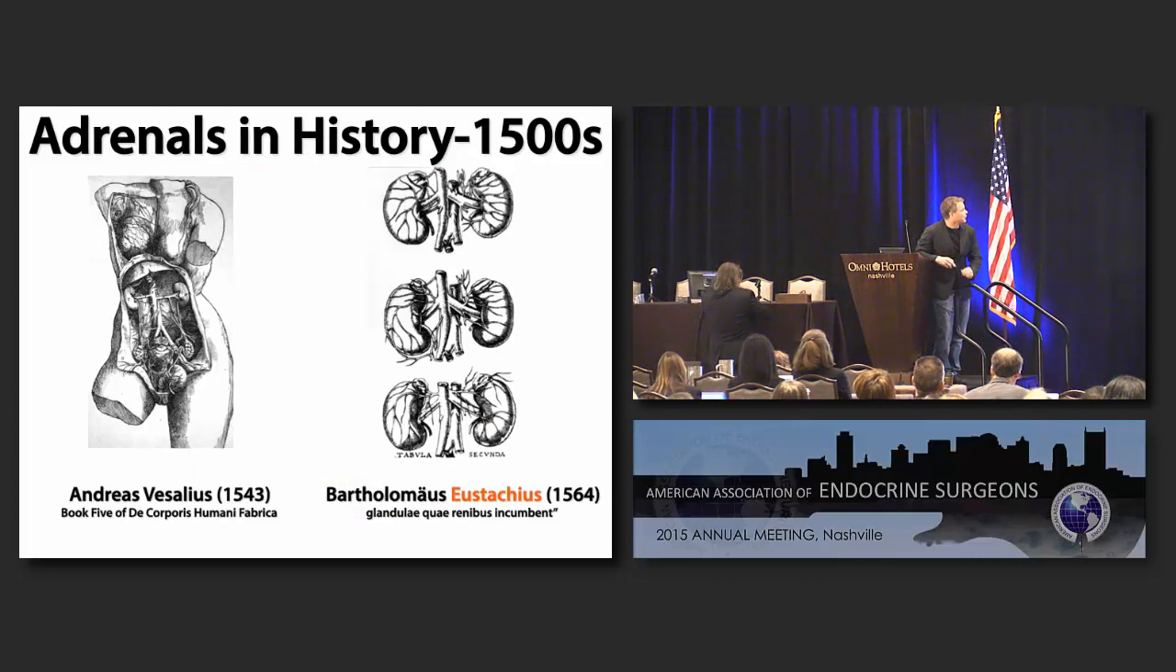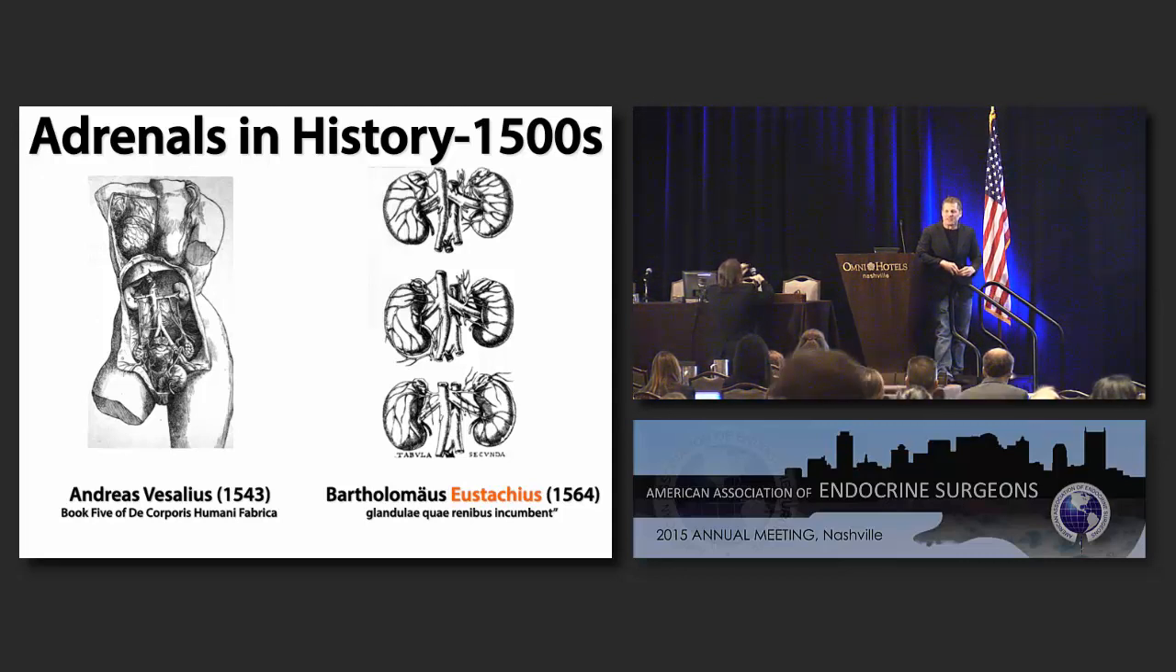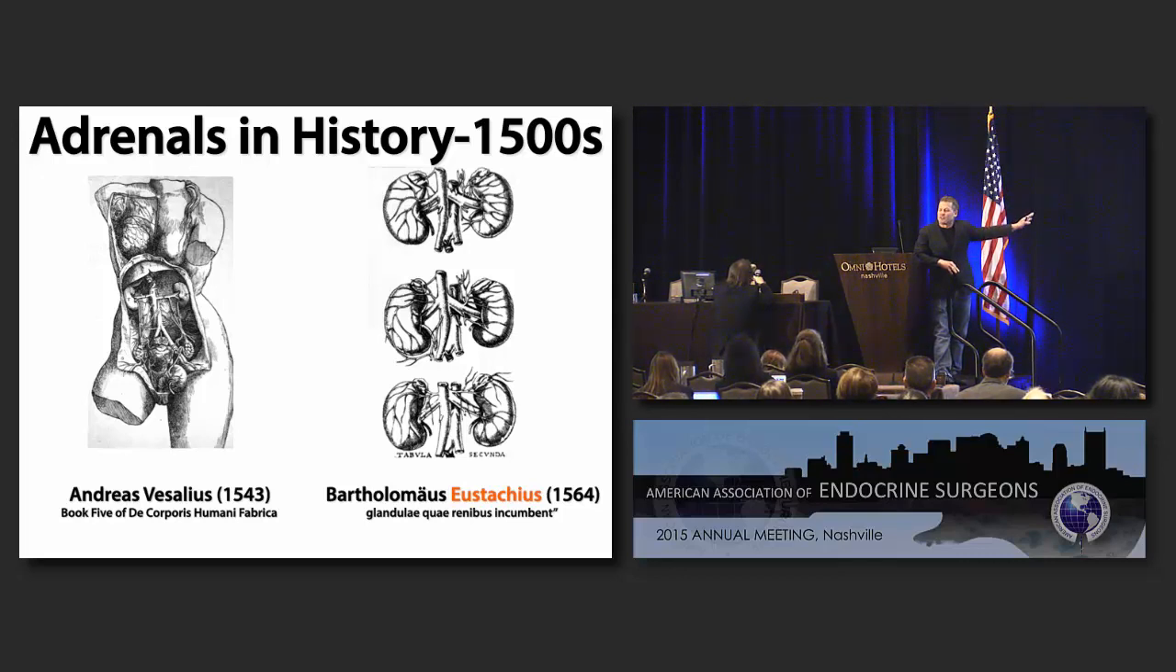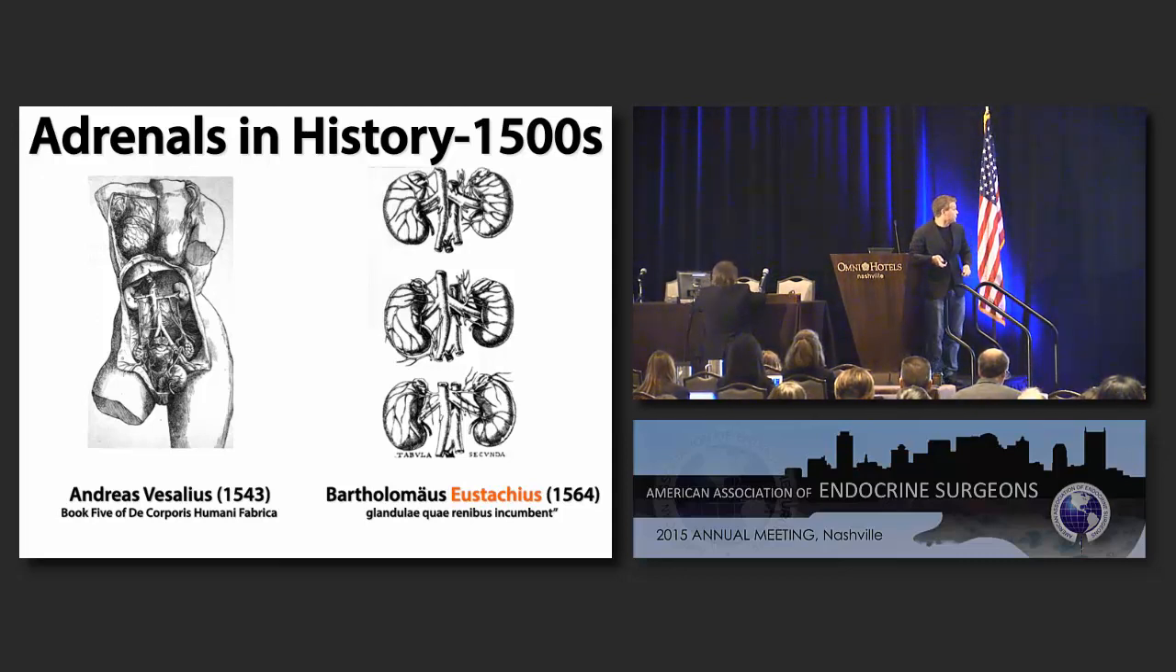And I want to start with adrenals in history. It was really Eustachius in 1564 who first illustrated the adrenal gland in its rightful place above the kidney in his textbook of human anatomy. In 1543, Vesalius either didn't dissect the adrenal gland appropriately, or of course he had a rare patient with congenital adrenal hypoplasia, which I doubt because the patient would be dead.